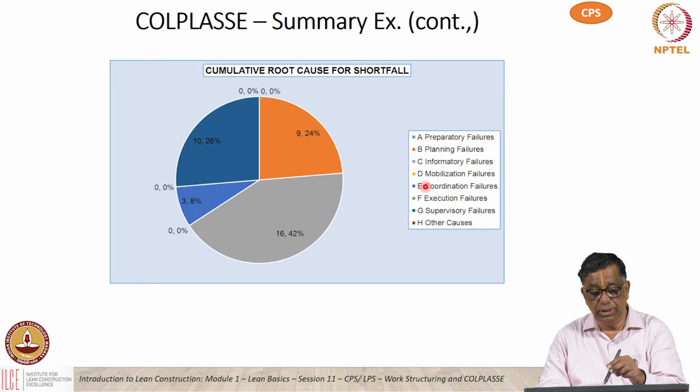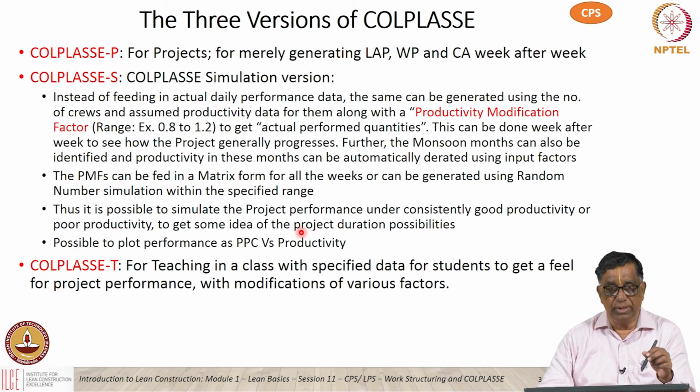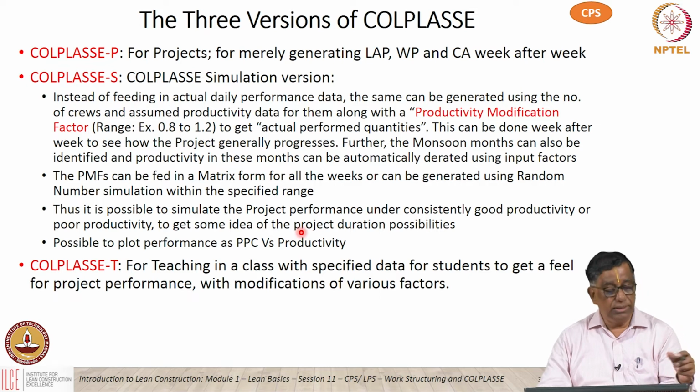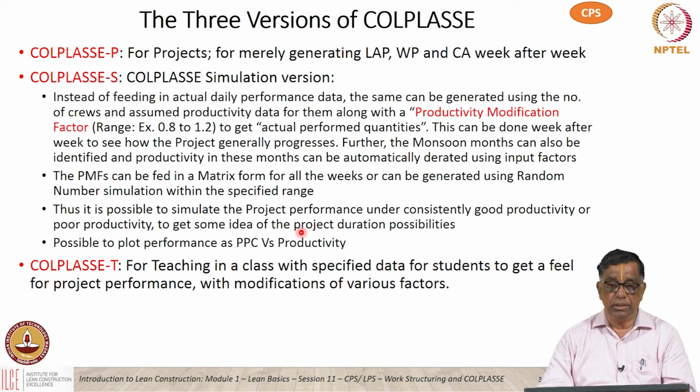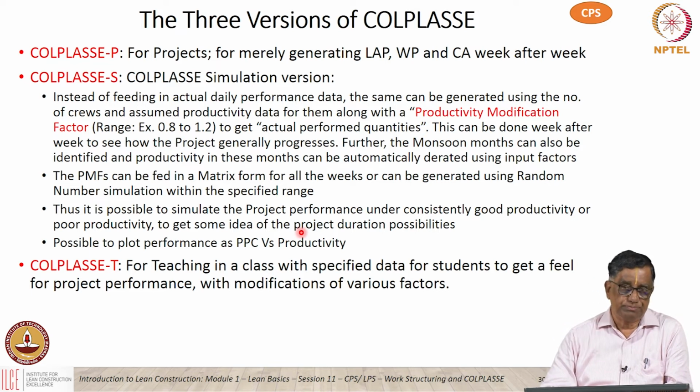And depending on the root causes, you also get a cumulative root cause summary in the form of a pie chart right from the beginning. So, that is the advantage here. And there are 3 versions available in ColdPlus. The first one is ColdPlus P for projects.